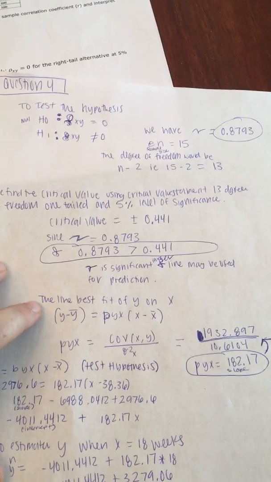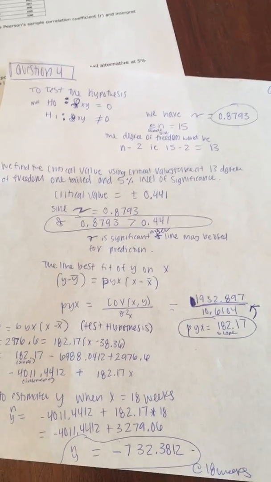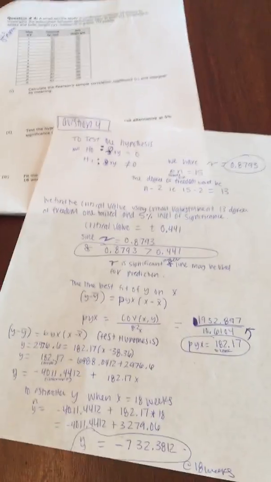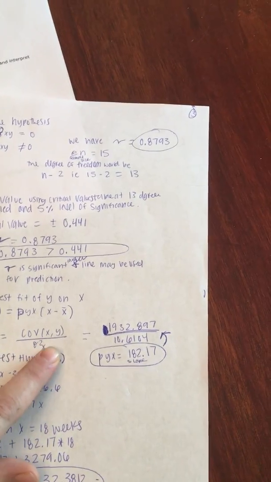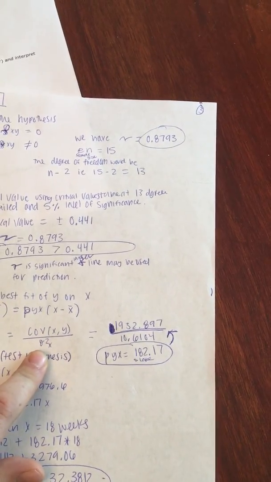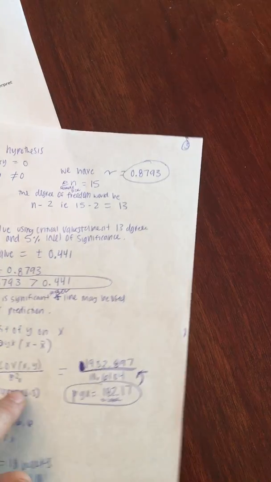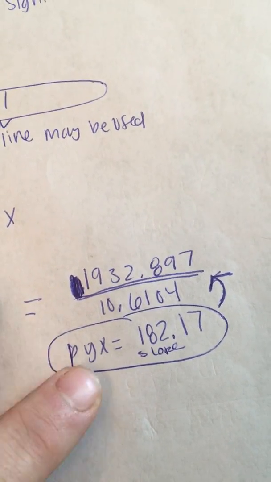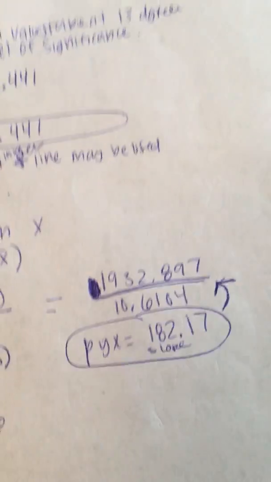The line of best fit of y on x, we're going to punch into this equation here. And we're just trying to find the slope. So basically, b of y on x equals our sum of xy times x times y over our observed squared times x. So basically, what we get is 1932.897 over our 10.6104, which would give us our 182.17, which is going to be our slope.